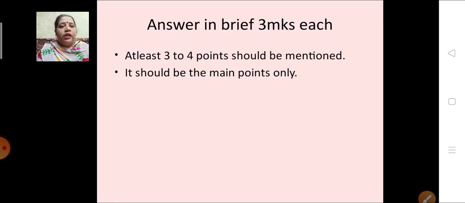Next, even if you talk about answer in brief, same way. Answer in brief might be of 3 marks each. If one question is of 3 marks, how many points should be there in that answer? At least 3 to 4 points should be mentioned in the answer, and that also the main points of the answer.